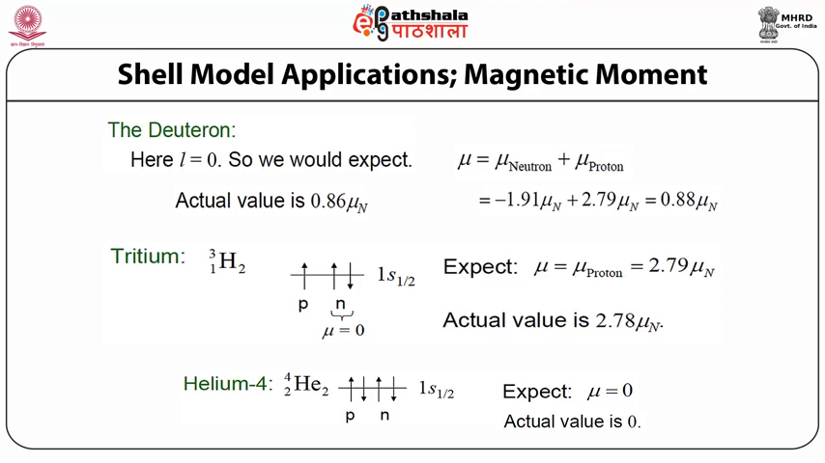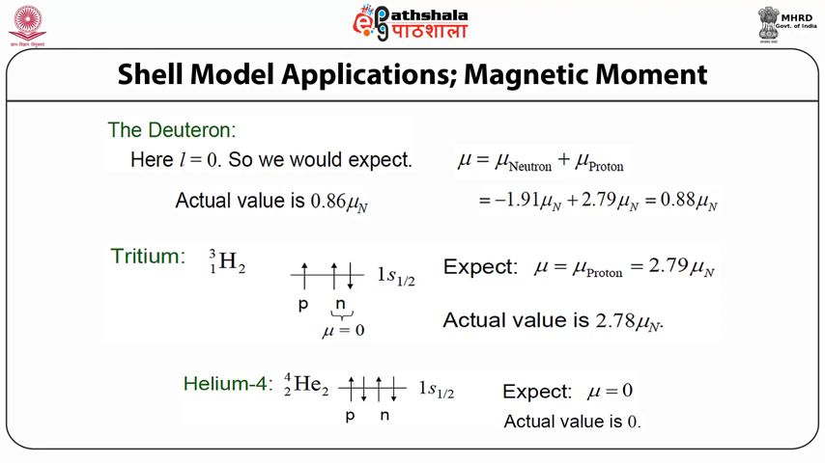So, this is the shell model predicted value of magnetic moment for deuteron, but actually in the experiment the value obtained is 0.86 mu n. So, we can say that the shell model value is very much close to the one that is experimentally observed. It shows the great applicability, or great success, of the shell model in explaining the magnetic moment of odd nuclei.